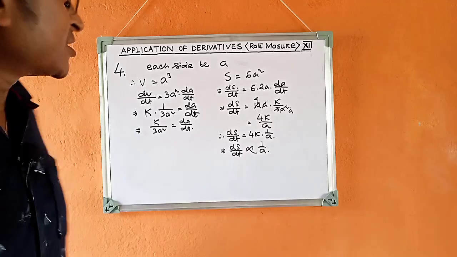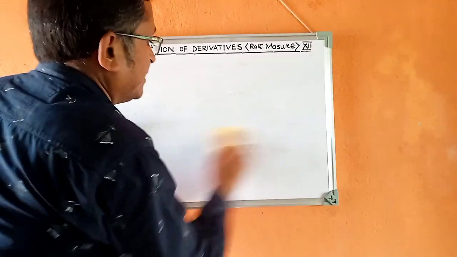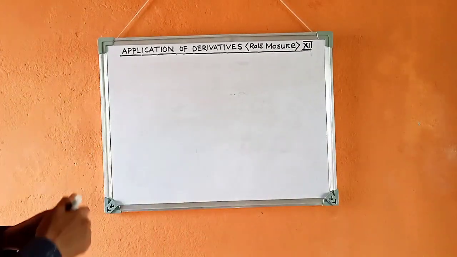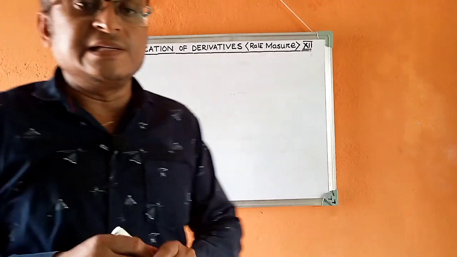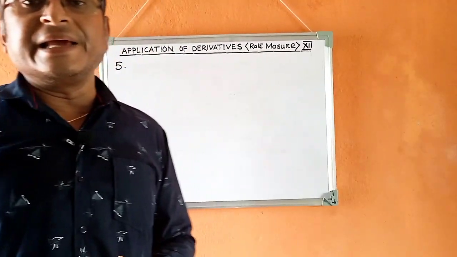Okay, come to the next one. Question number 5. Listen to the question first. Hope all of you understood very well. So, question number 5. Listen to the question first. The question is, a ladder 5 meter long is leaning against a wall.